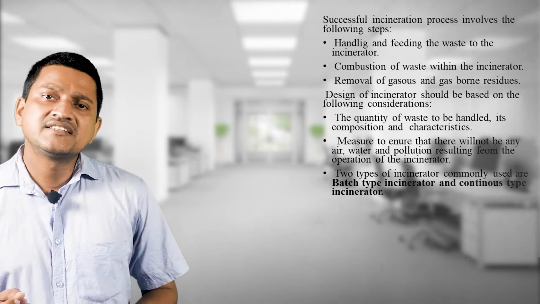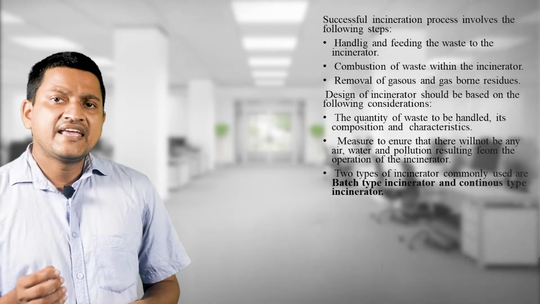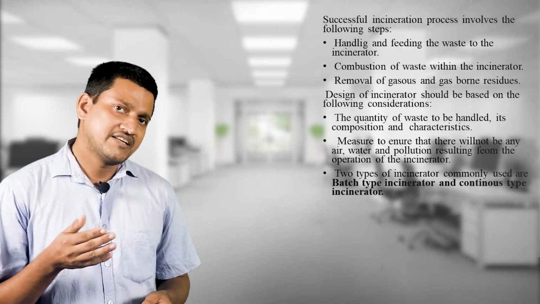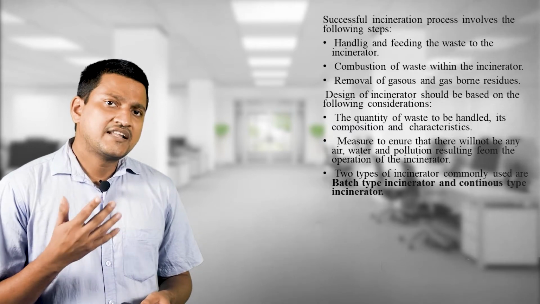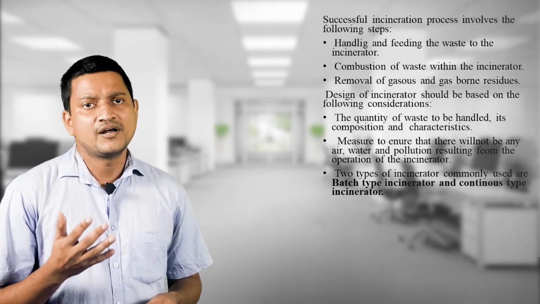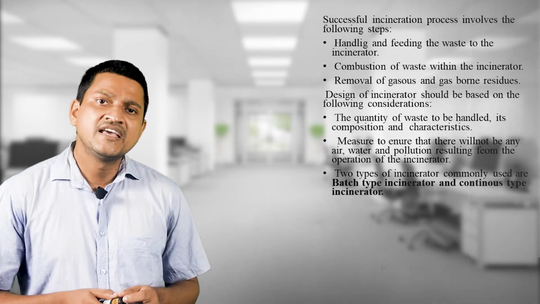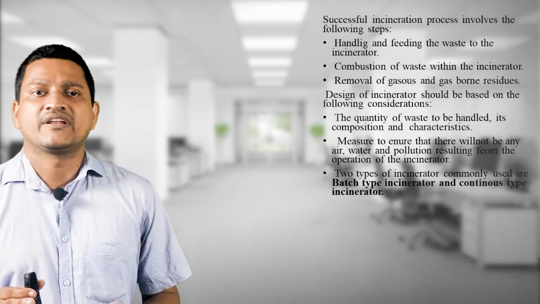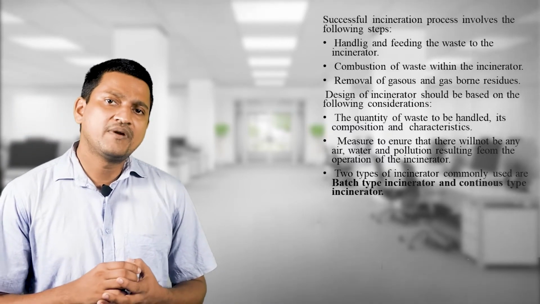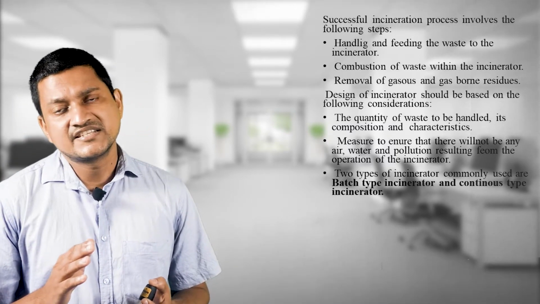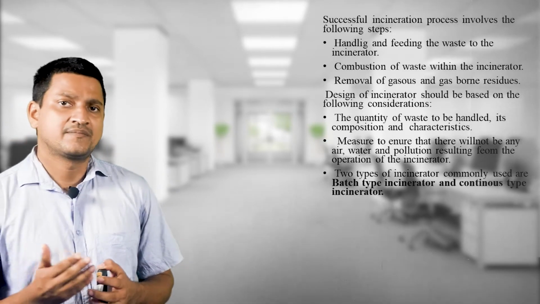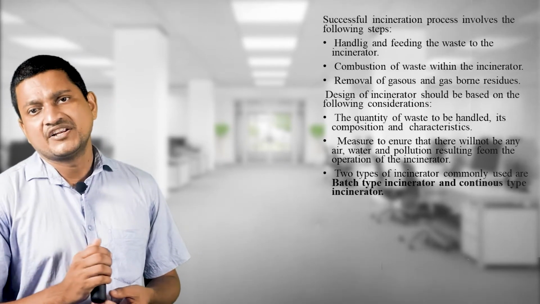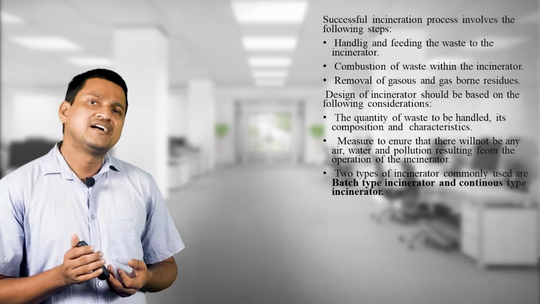Measures to ensure that there will not be any air, water and soil pollution resulting from the operation of the incinerator. That is another consideration during the design of an incinerator. That means it cannot pollute air, water and the soil. Two types of incinerator commonly used are the batch type incinerator and the continuous type incinerator. In Kerala, we commonly use the batch type incinerator. Continuous type incinerators are used in foreign countries.